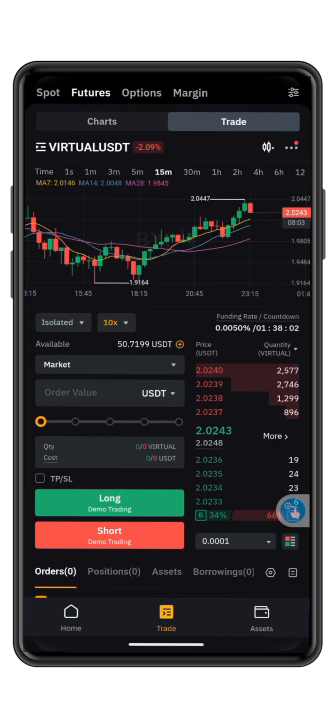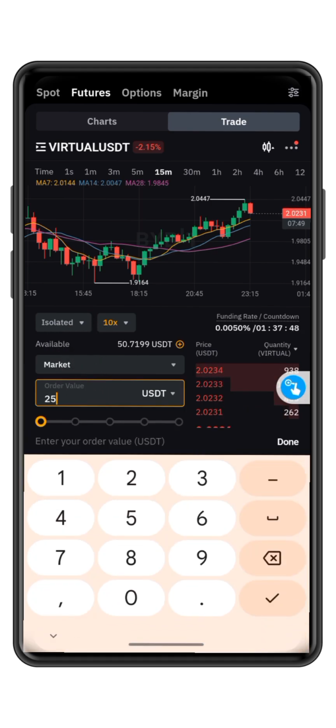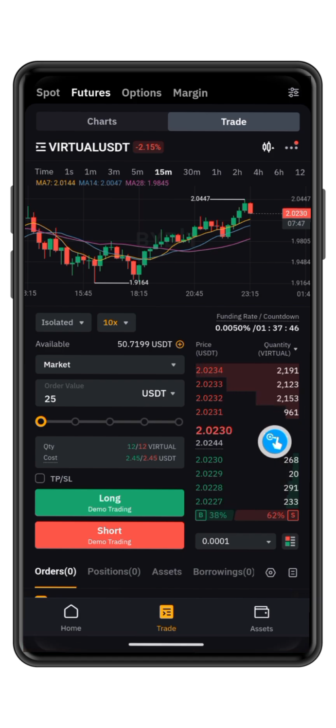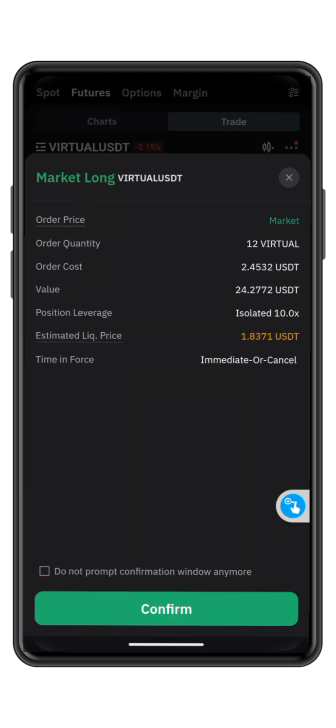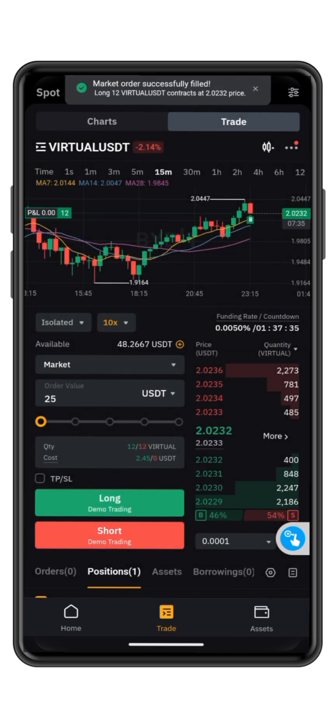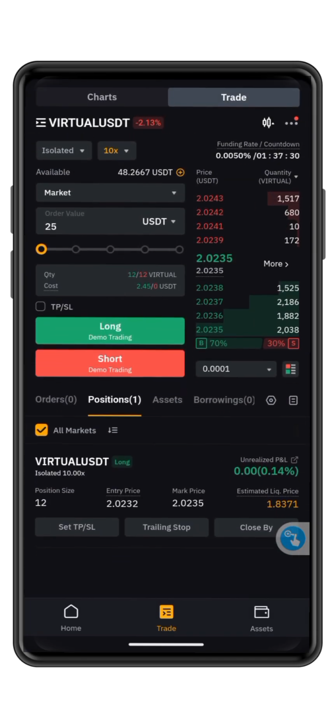Now let me show you these things I've been talking about. Let's take a trade. We have $50, 10x isolated. Let me put 25 as our position size, as we've been calculating. I'm going to go long on this trade. Read these details, click on confirm. I'm just taking a random trade, so watch what is going on right now.